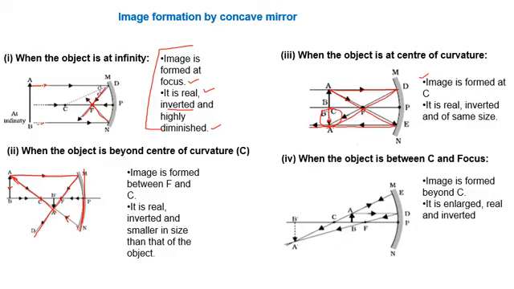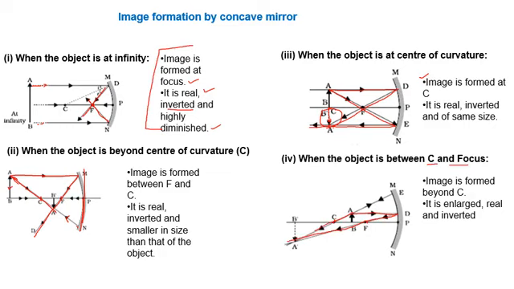Let's take the fourth ray diagram, when the object is between the center of curvature and focus. Let's draw two rays coming out from this object. The first ray is parallel to the principal axis. After reflection, it passes through the focus. And the second ray I can draw from the center of curvature.